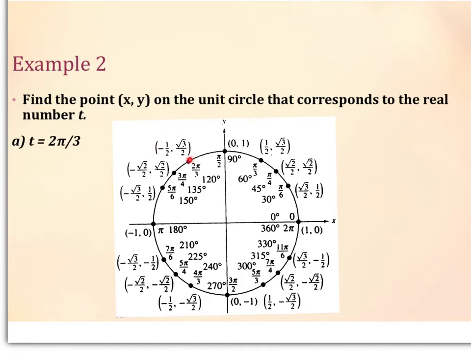That point is negative a half, root 3 over 2. Okay, so it just wants you to identify the point that corresponds to it. So your answer for example 2 is negative 1/2, root 3 over 2. But you guys know that I'm not going to give you the unit circle and ask you to identify points. I'm going to tell you what point corresponds to 2 pi over 3 without looking at a unit circle.